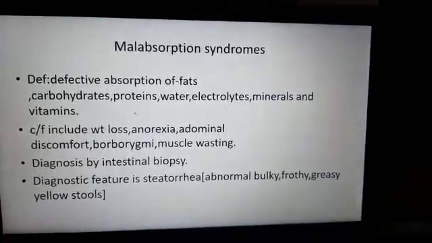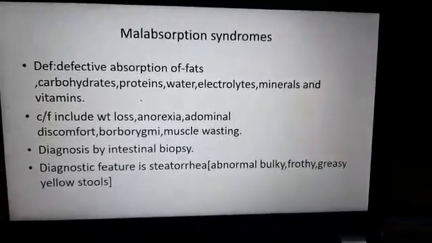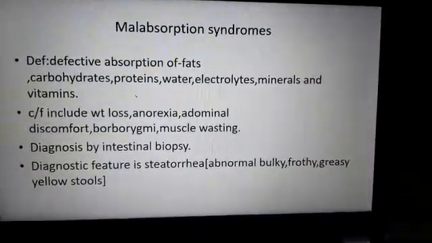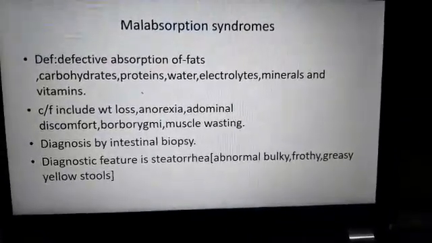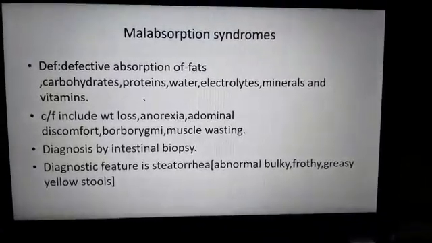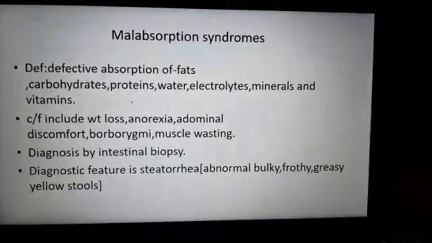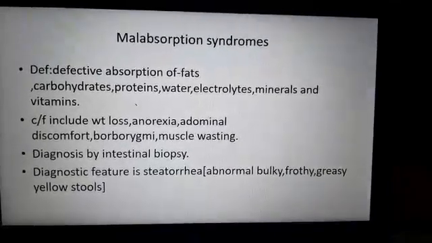So dear students, the last topic which we will be discussing in intestine is the malabsorption syndromes. So what is the definition? It is defective absorption of fats, carbohydrates, proteins, water, electrolytes, minerals and vitamins.